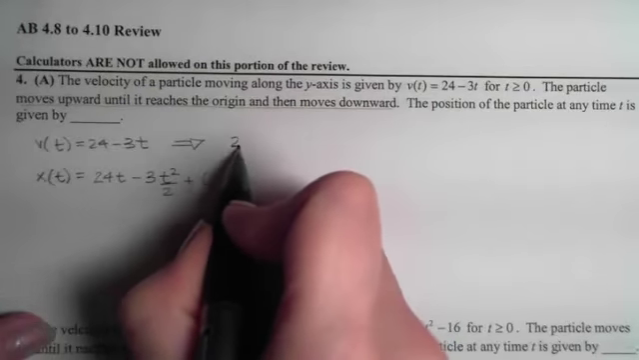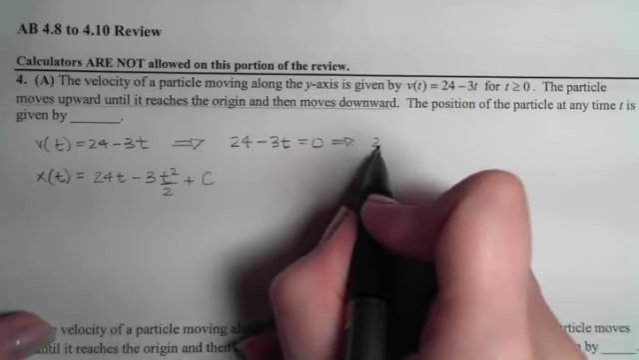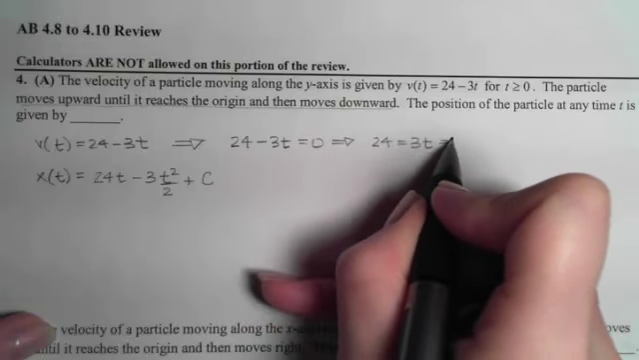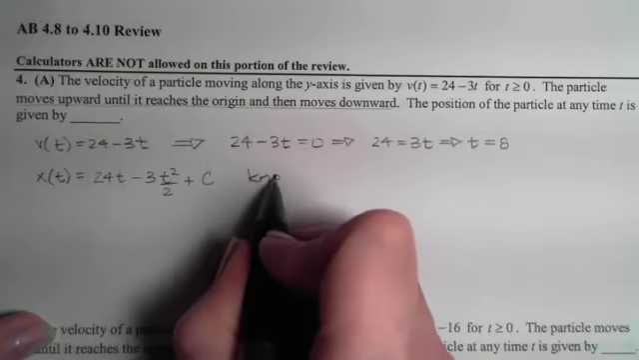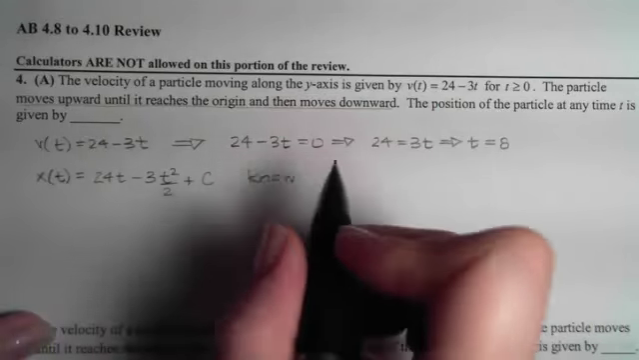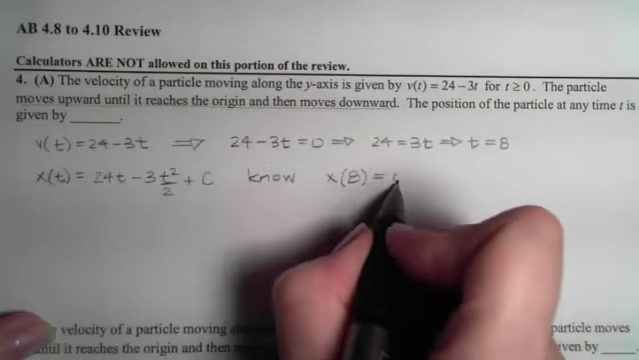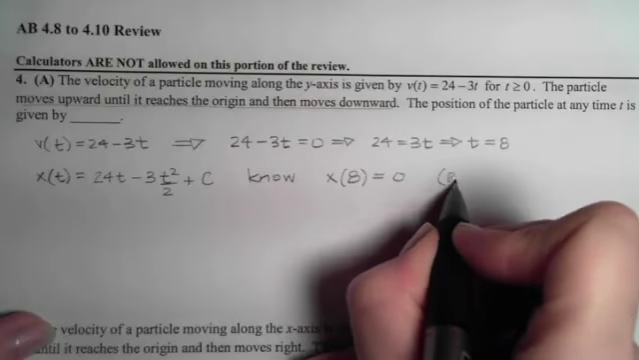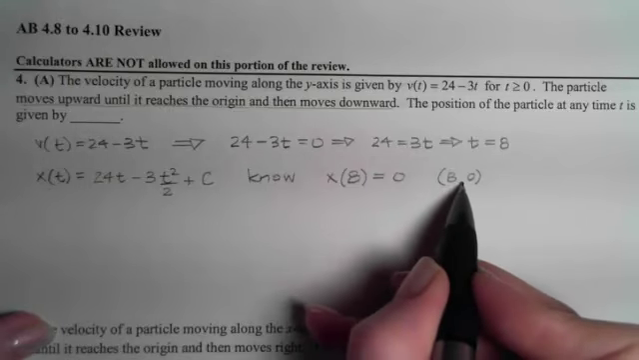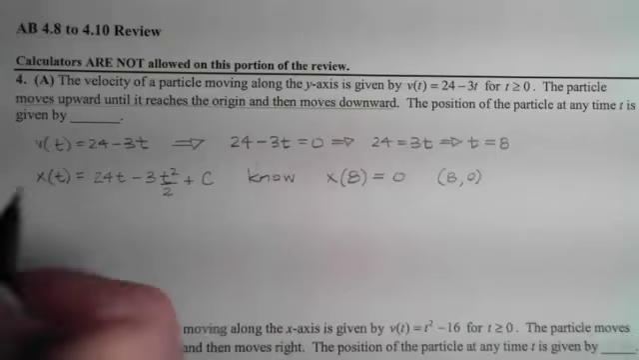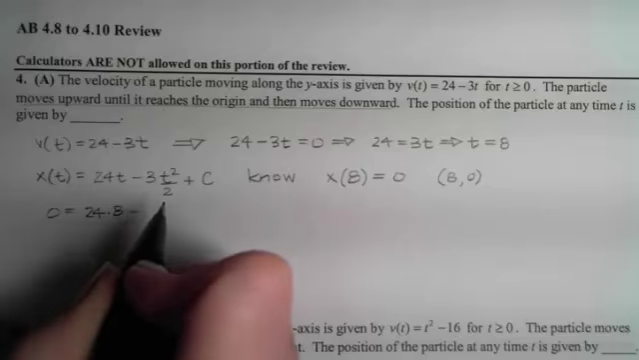So if I set that velocity equal to 0, I can solve for the time and get time equals 8. What that means is that on the position curve, when I have a time of 8, I'm going to be at the origin. So I've got the point (8, 0) on the position curve. I can now use this point (8, 0) to nail down the c. That means I know my position is 0 when my time is 8.